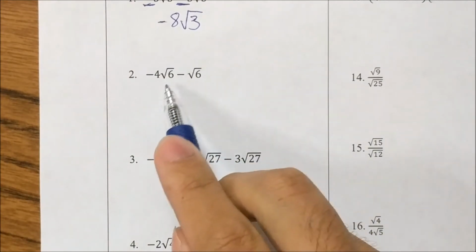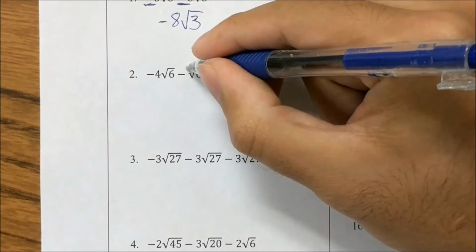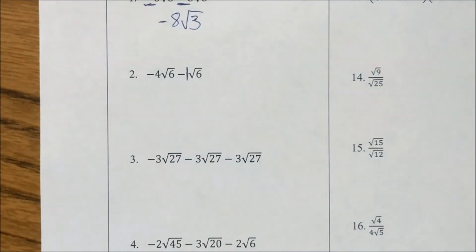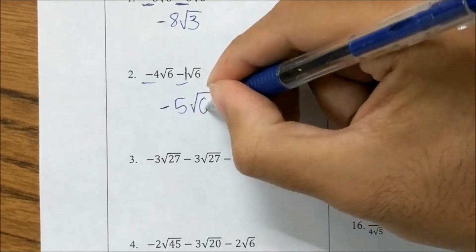So again, to subtract, we need the radicand to match, which it does, and the index to match. So here we can put in a -1 for the coefficient. So -4 minus 1 is -5.